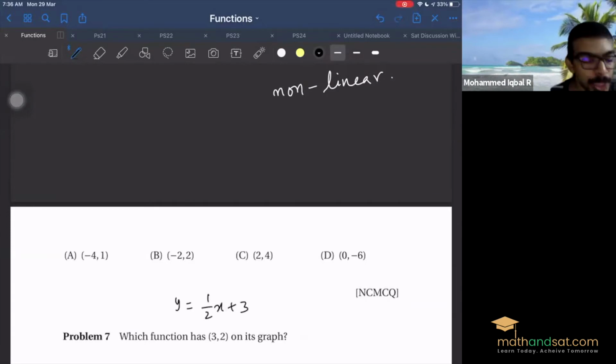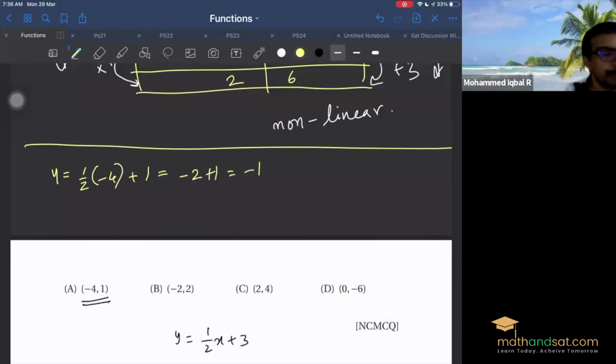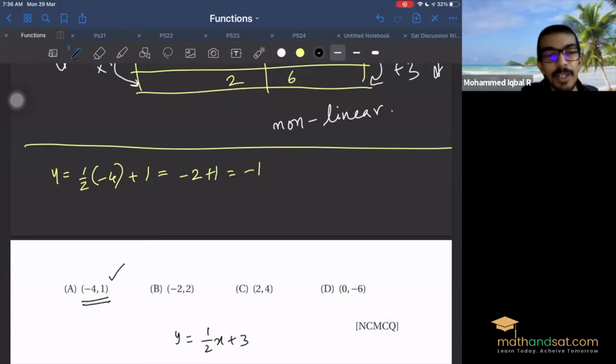Now you check each option. In the first option, y is equal to half times minus 4 plus 3. So this is going to be minus 2 plus 3, which is 1. So for x is equal to minus 4, your y value is 1. So this lies on the function. Why? Because when you put x is equal to minus 4, your y value is going to be 1. Okay? Is that all right?